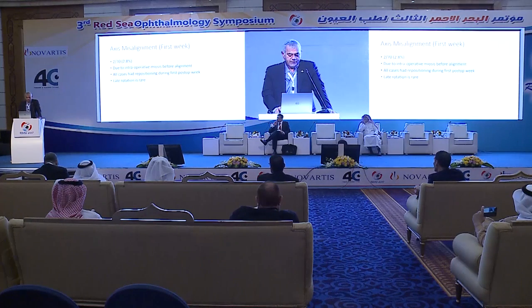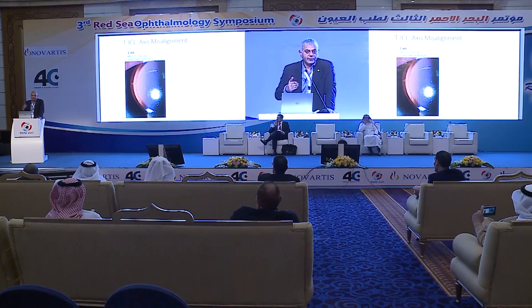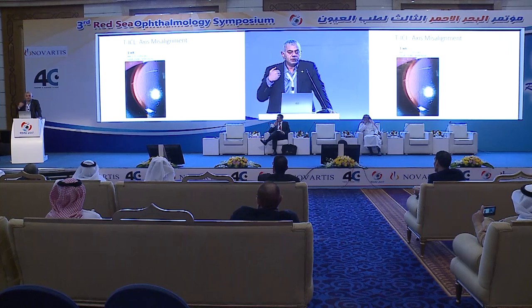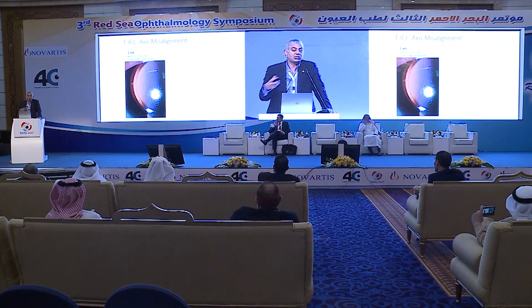And I can tell you that a toric ICL does not rotate inside the eye unless it's undersized. So if you have the right sizing, then you will not have rotations. I have like 3% of axis misalignment. Most of them are due to wrong axis implantation during the surgery. And this was more common in the older design when you have to do peripheral iridectomy, so you constrict the pupil. If the pupil gets smaller during the surgery, then you cannot really see well the axis.